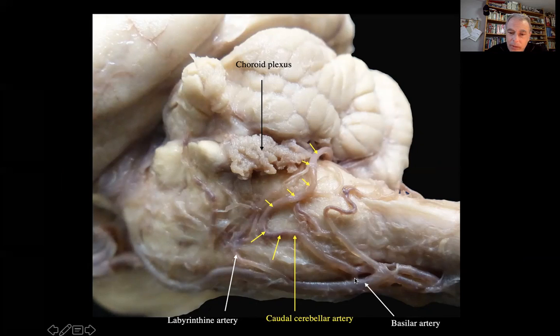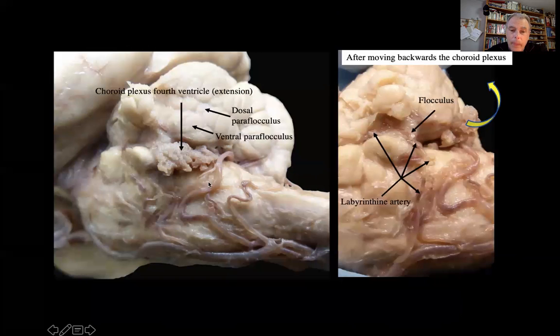And now we focus on the caudal cerebellar artery. Is this one? Sometimes it has a sigmoid shape. Sometimes it's more straight. And as you see, it goes on top of the caudal cerebellar peduncle. Again, goes on top. This is important to notice, the choroidal plexuses of the fourth ventricle. And then you have the dorsal paraflocculus, the ventral paraflocculus, and the flocculus located at this level.